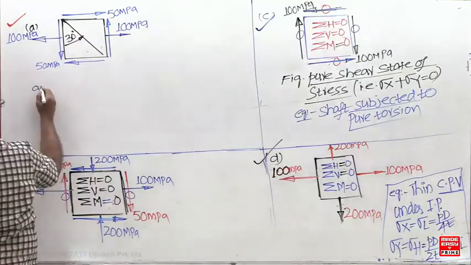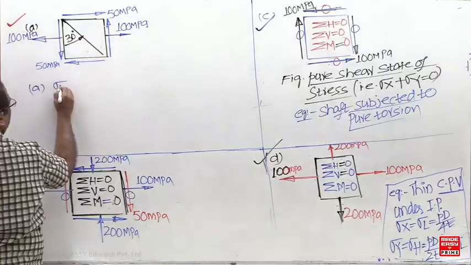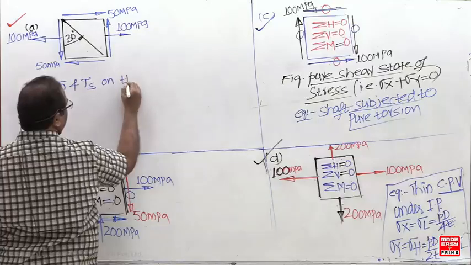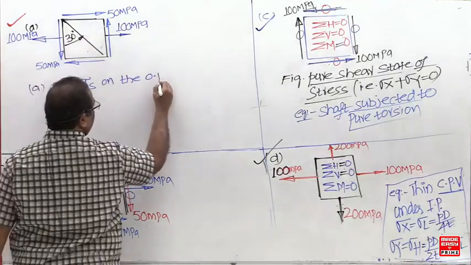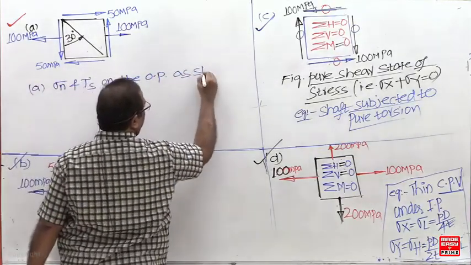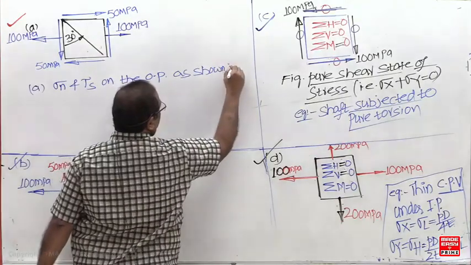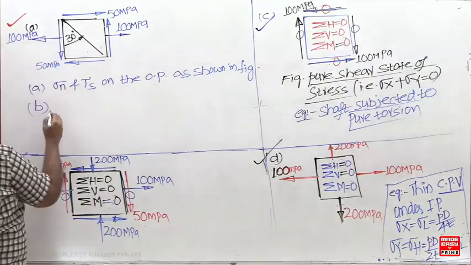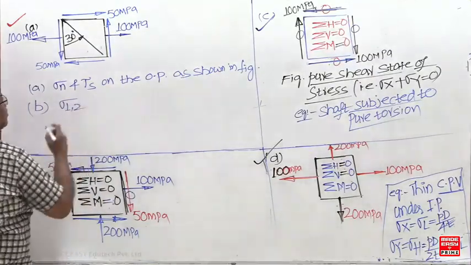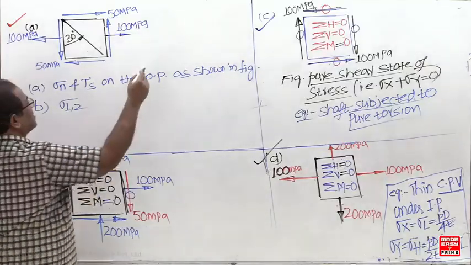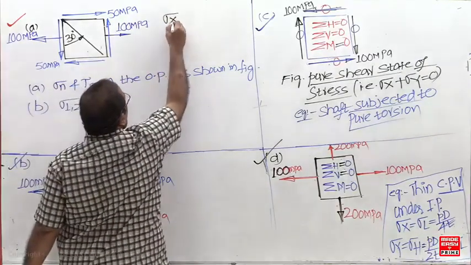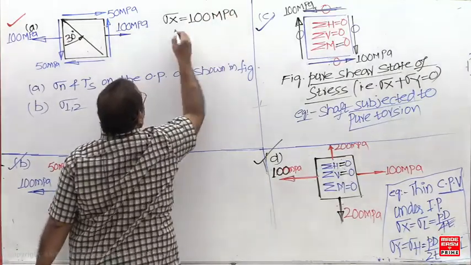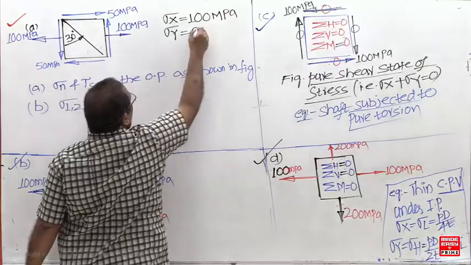Determine the normal and shear stress on the oblique plane as shown in the figure. Next one, principal stresses. Now can you give the sigma x, sigma y values? What is the sigma x here? Plus 100. What is the sigma y? 0.